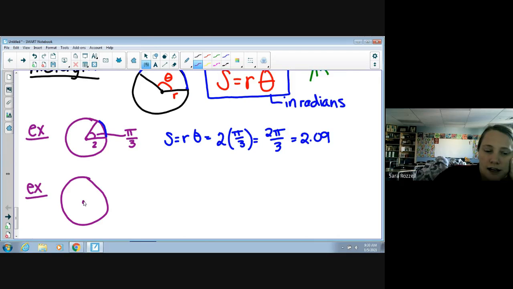What do you guys want your radius to be? You can give me a number. 4, okay. And what angle measure do we want? How far around?